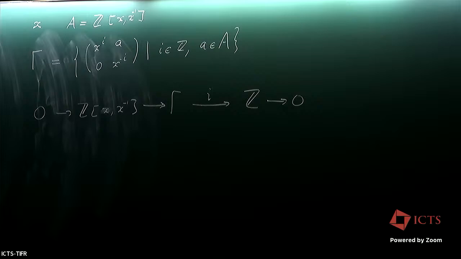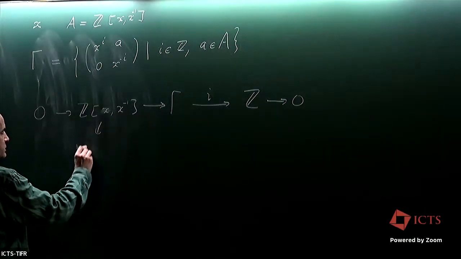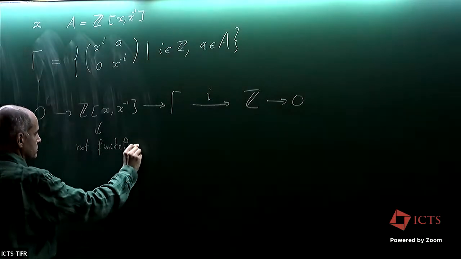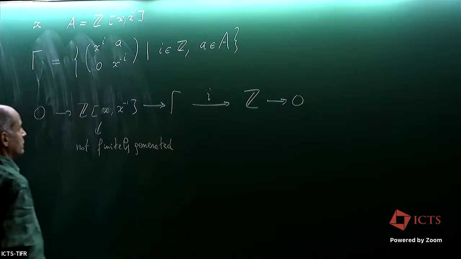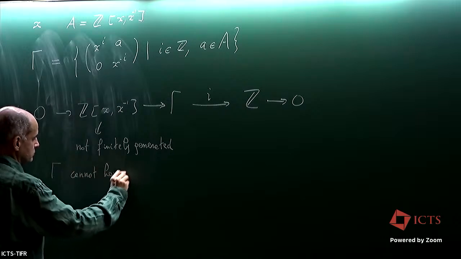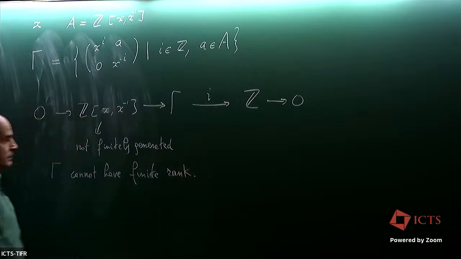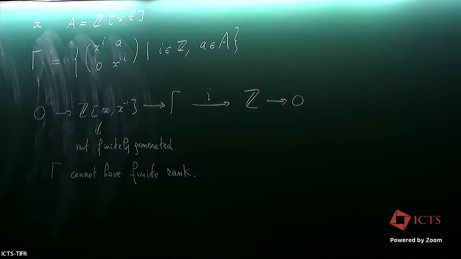Maybe I'll give a sketch of the proof, but first I'd like to show that it enters in this example, since this is not finitely generated, so gamma cannot have finite rank. So applying the Bieber-Siegel theorem, it turns out that it's not BG.